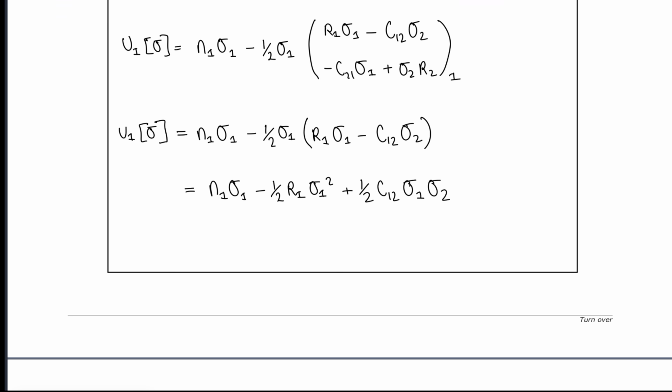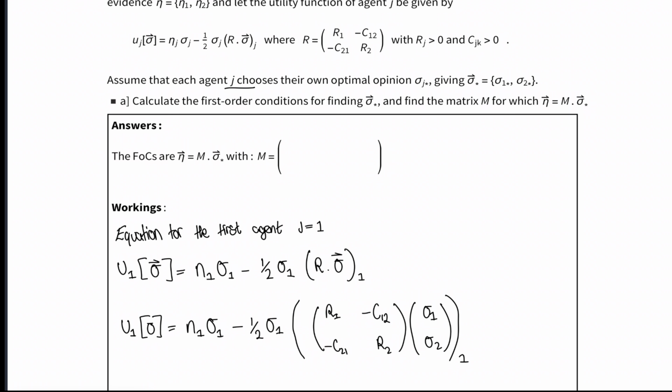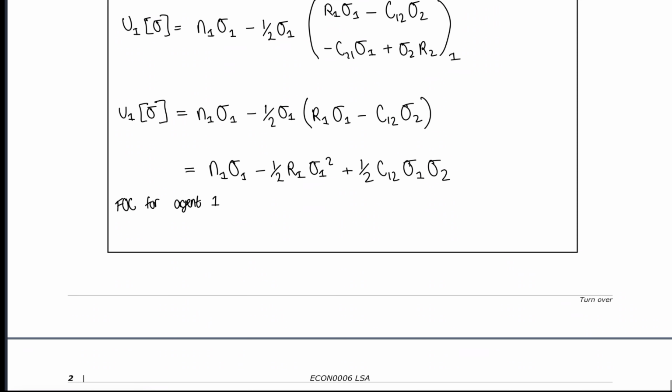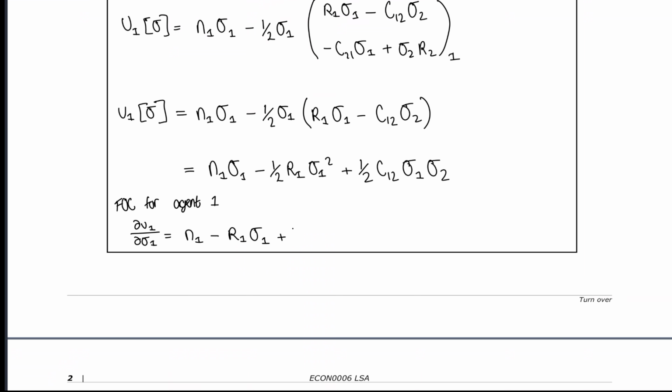Now, we're going to work out the first order condition for agent 1. To do this, we just need to differentiate partially with respect to sigma 1. That's just because each agent j chooses their own optimal opinion, so this first agent's opinion isn't going to change due to the second agent's opinion, which is sigma 2. So when we do that, we get eta 1 minus R1 sigma 1 plus a half C12 sigma 2, which is going to be equal to 0.